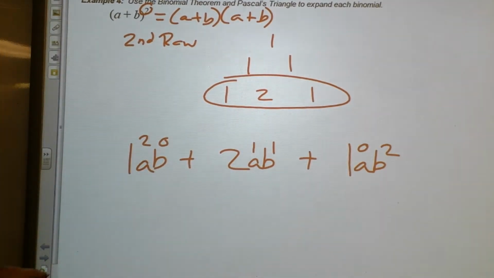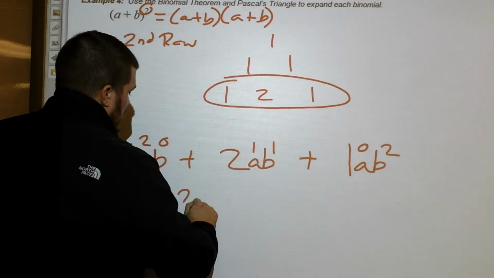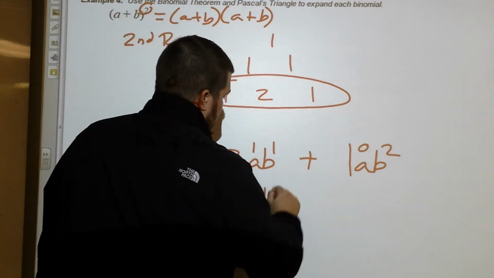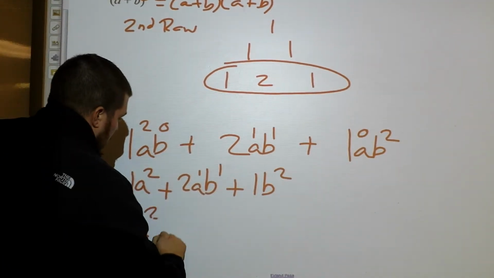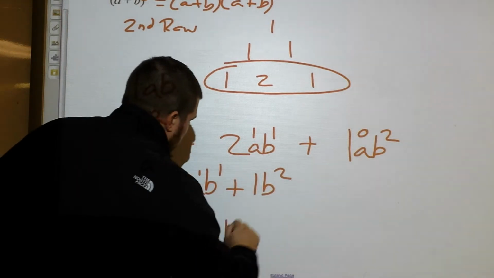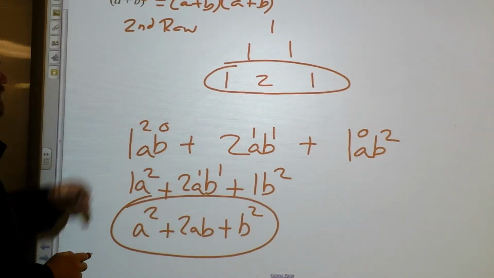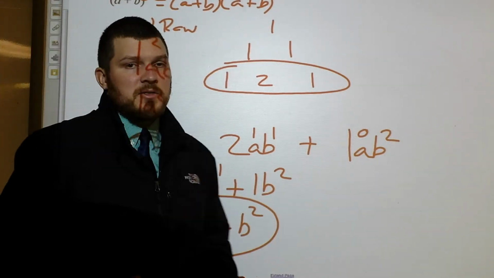Now I'm going to clean it up as much as I can. So I have 1a squared plus 2a to the first b to the first plus 1b squared. Cleaning it up even more, I have a squared plus 2ab plus b squared. And that's it. And this is the exact same thing you would have got if you did 4 in a box up here at the top. That was a pretty easy example.